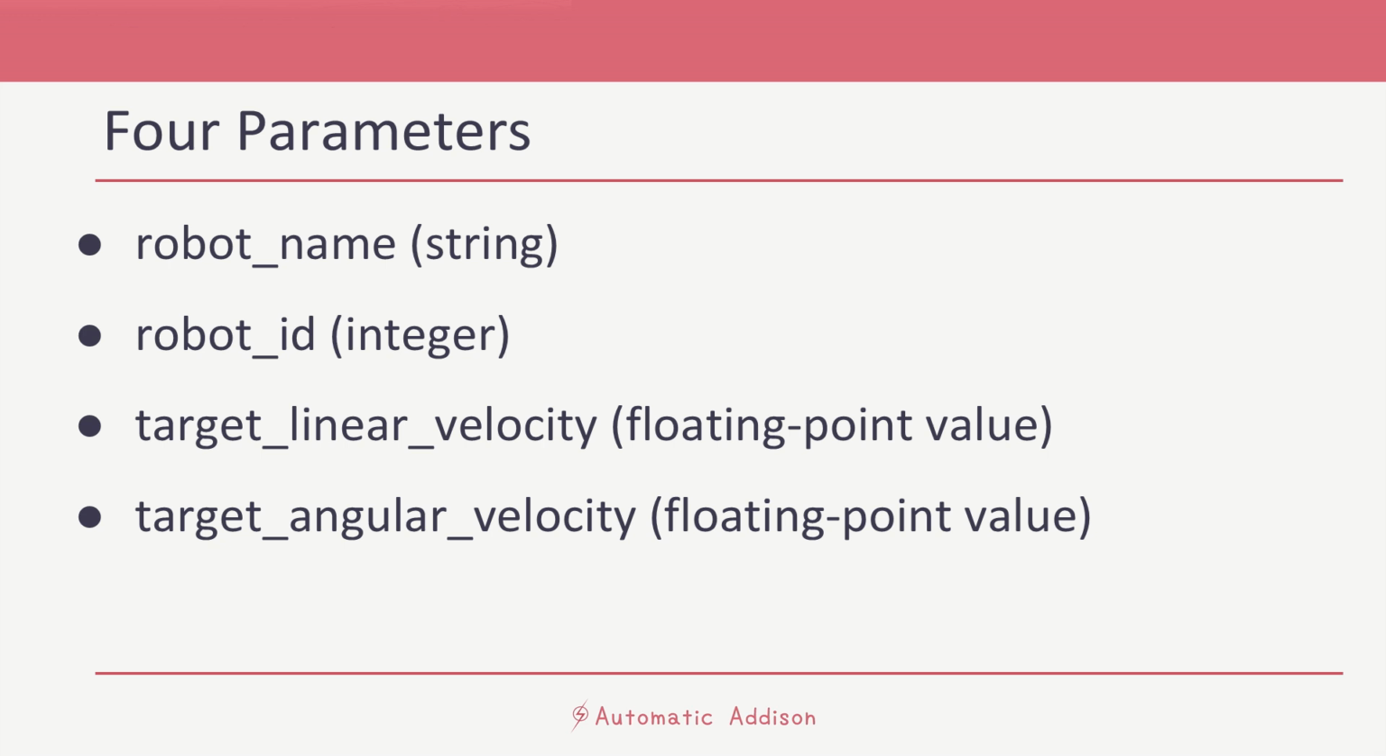The third one you see is the target linear velocity, which is a floating point value. And this is how fast we want the robot to move forward or sideways in meters per second. And then the fourth parameter, which we will declare, is the target angular velocity, also a floating point value. And this sets how fast we want the robot to rotate in radians per second.